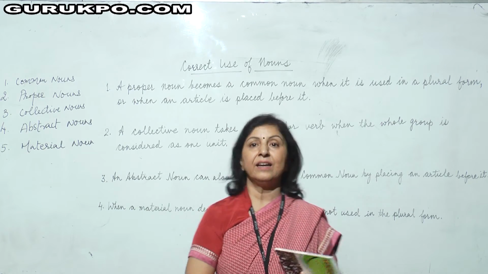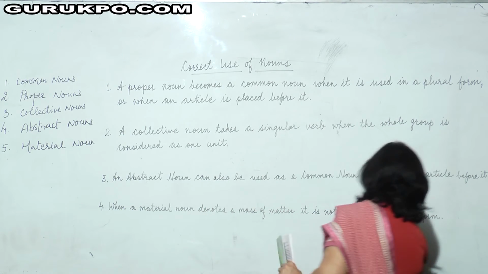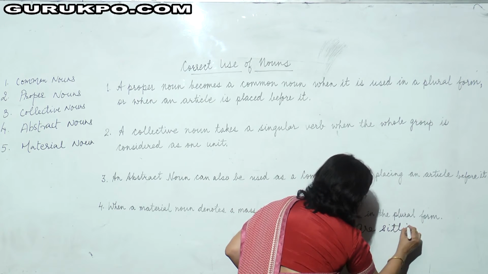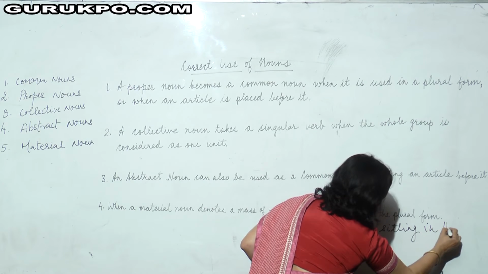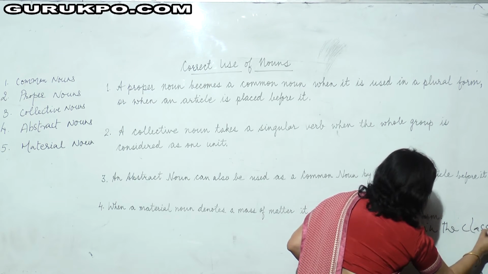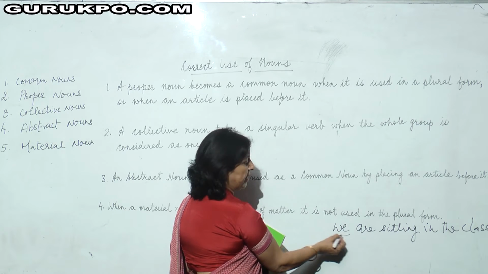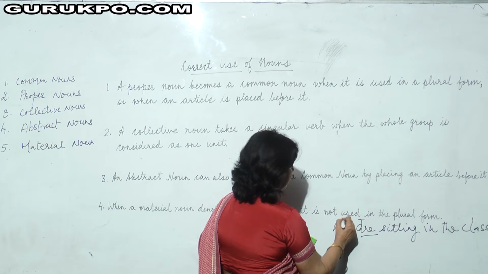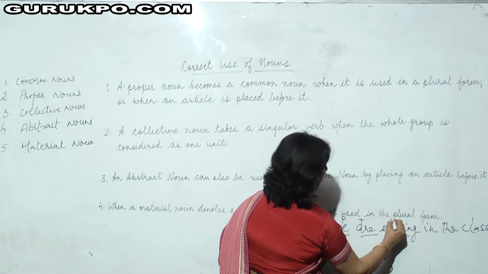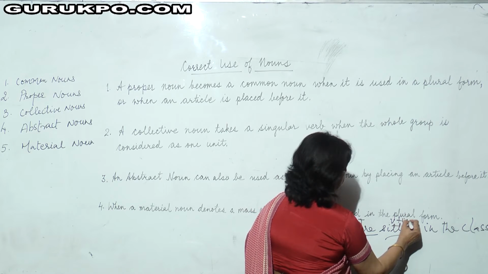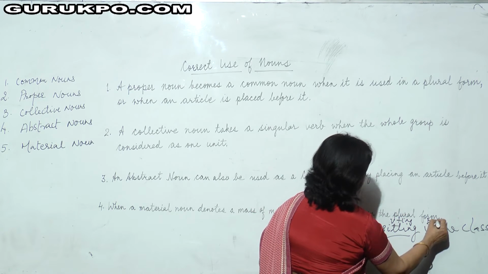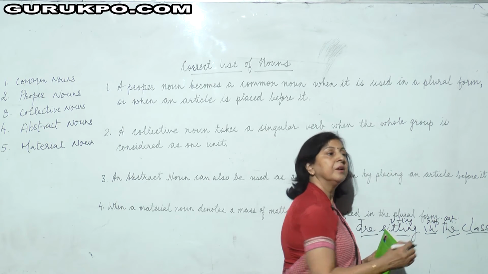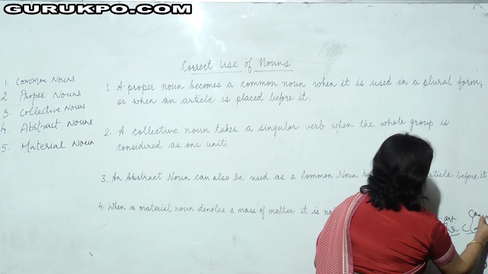Suppose we say in English, we are sitting in a class. Now I write, we are sitting in the class. Now if you see here, what is we here? We is a pronoun, are is a tense indicator, sitting is a verb with ing, in is a preposition, the is an article, and class is a common noun. Okay?